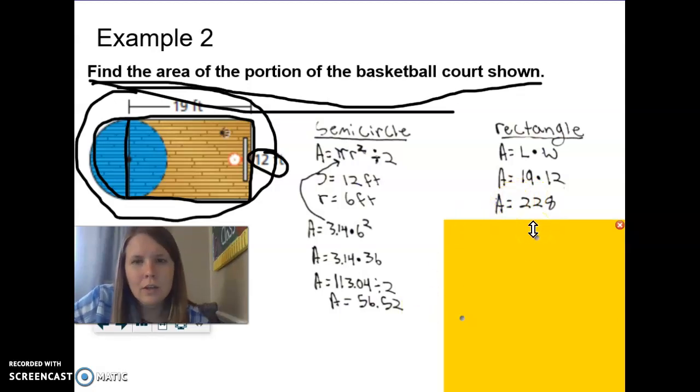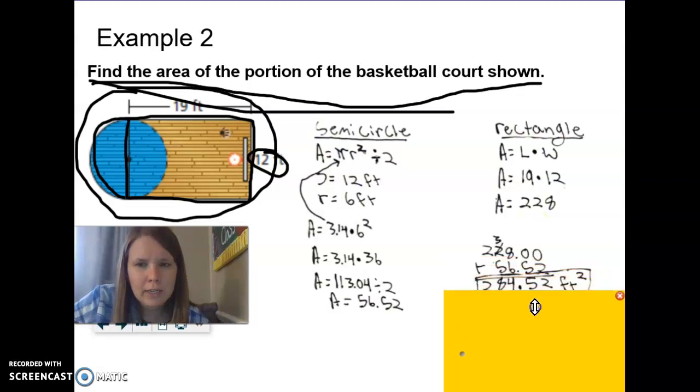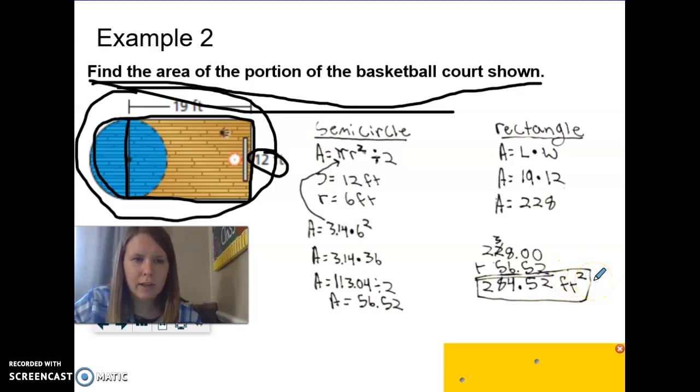So this is not my final solution. I need to add them together. I'm taking this 228 plus this 56.52. I just long-handed added them together, and my solution is 284.52 feet squared. Again, you're talking about area, so make sure that you square the unit.